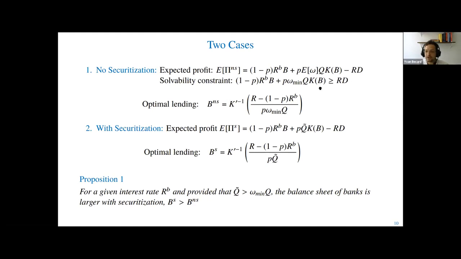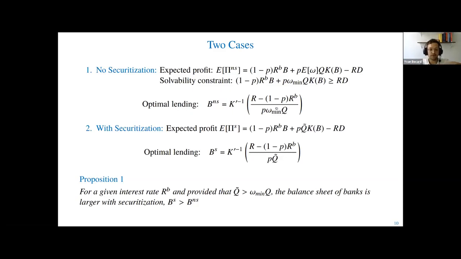We have a solvability constraint because the bank must repay the depositors in all states of the world. The bank therefore must consider the worst case scenario, which is omega min. So because of that, the bank is constrained in its lending. If you maximize profit, the optimal lending condition is as such.